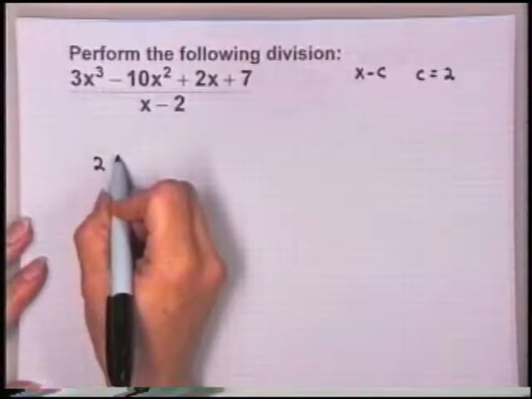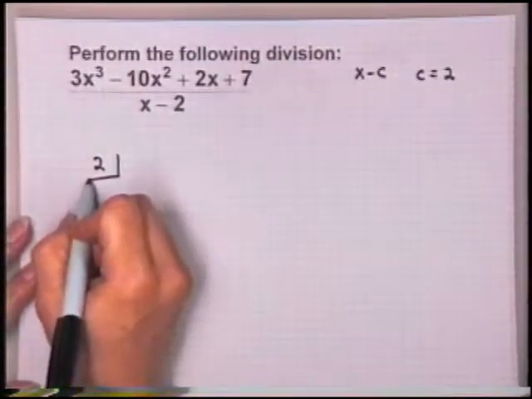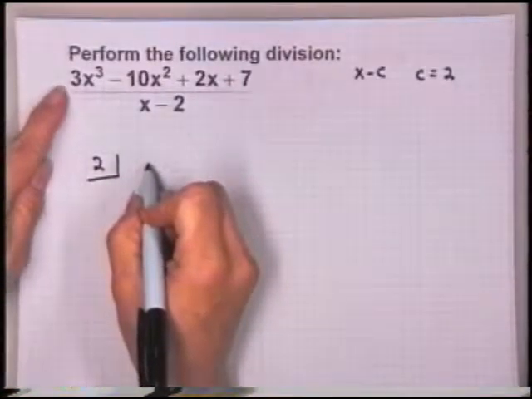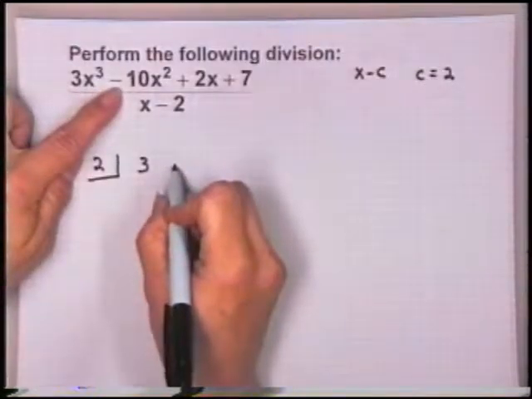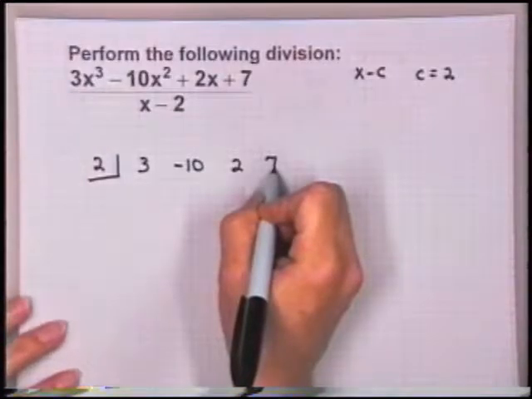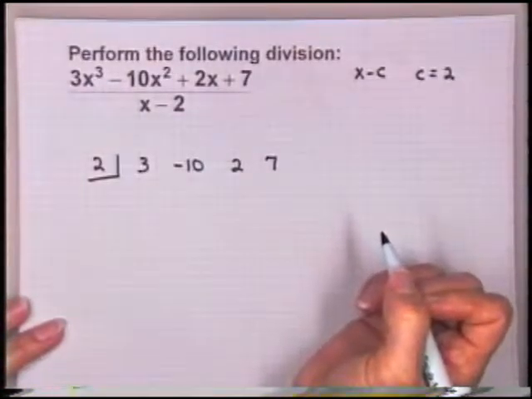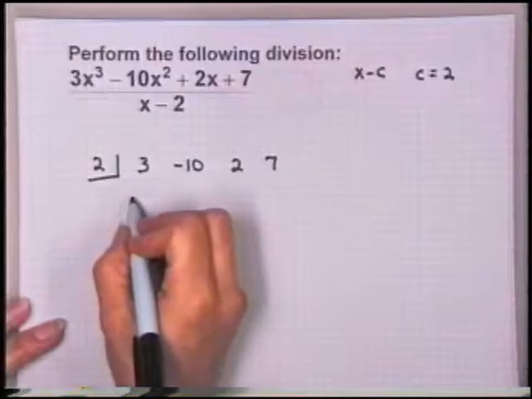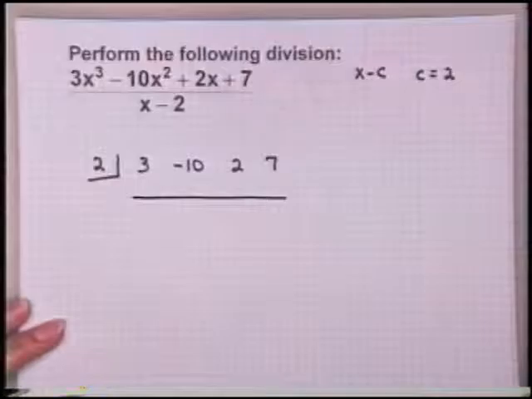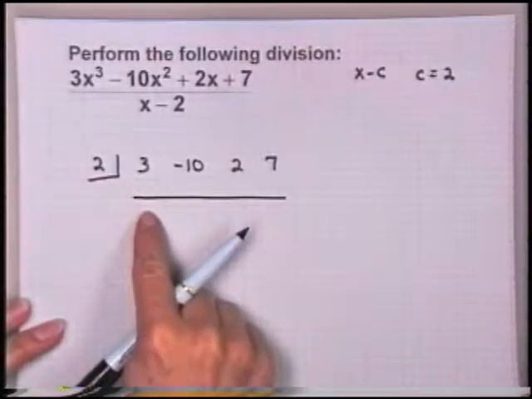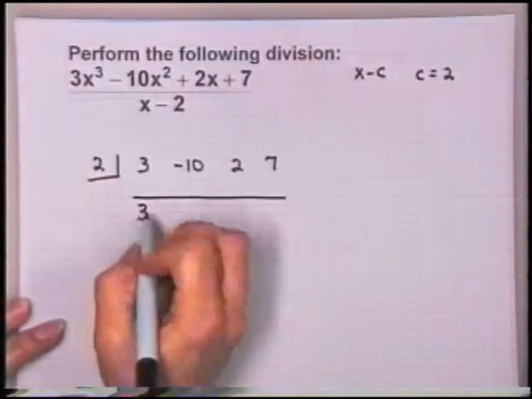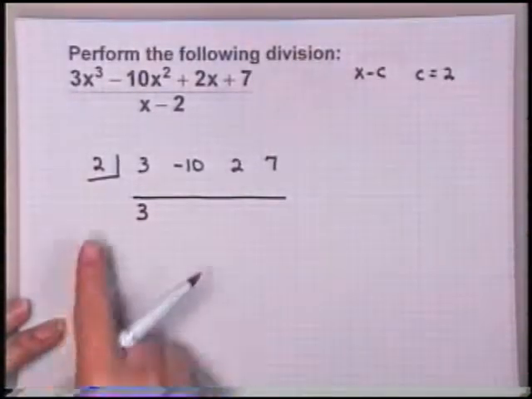Okay, now with synthetic division, we actually usually set this up a little bit different. I'm going to put a little box sort of around that 2, and then over here we're going to list the coefficients. 3, negative 10, 2, and 7. Okay, now you can put the plus signs down if you want to, but they're not necessary. Now this is where this looks different. I'm going to draw a line down here underneath these coefficients. The first step is to bring down this first coefficient. So I'm simply going to bring down this 3 right here. Okay? Just bring that down.